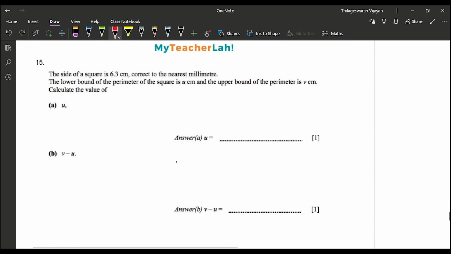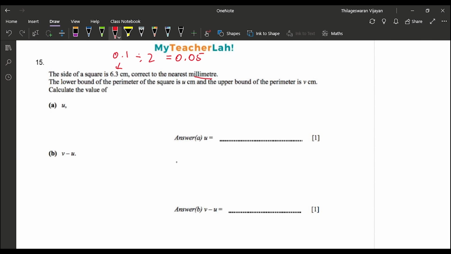And the final question for the day. Let's see. The side of a square is 6.3 centimeter, correct to the nearest millimeter. Okay, which one is your millimeter in here? So the first one is definitely a centimeter. So the second decimal point here, that's your millimeter. So the place value for this is 0.1. So you divide this by 2, you will end up with 0.05.